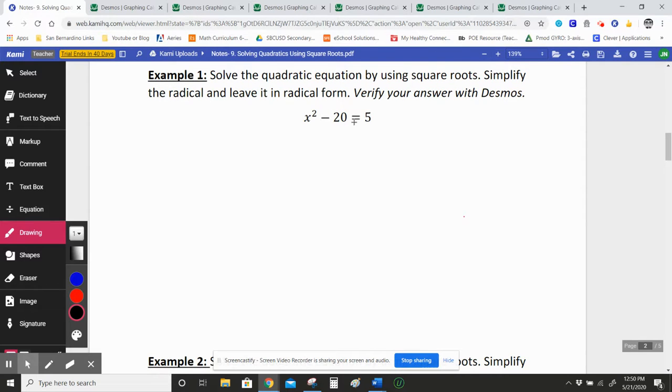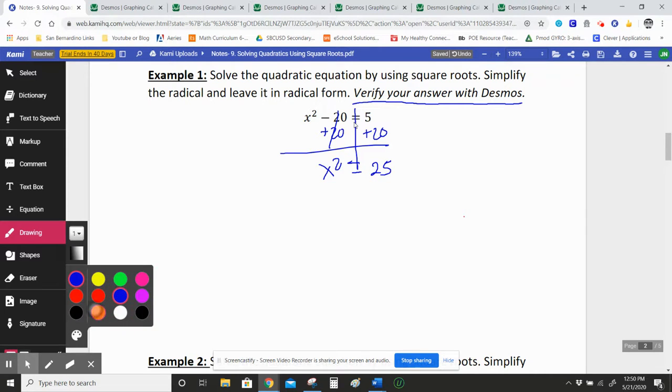So example 1, solve the quadratic expression by using square roots, simplify, and also verify your answer with Desmos. Remember, Desmos we can always use to graph it and figure out where the roots are, because when you're finding the solutions, you're actually finding the roots. So let's solve it. We draw the wall, add 20 on both sides, plus 20, plus 20. This goes away. We get x squared is equal to 25.